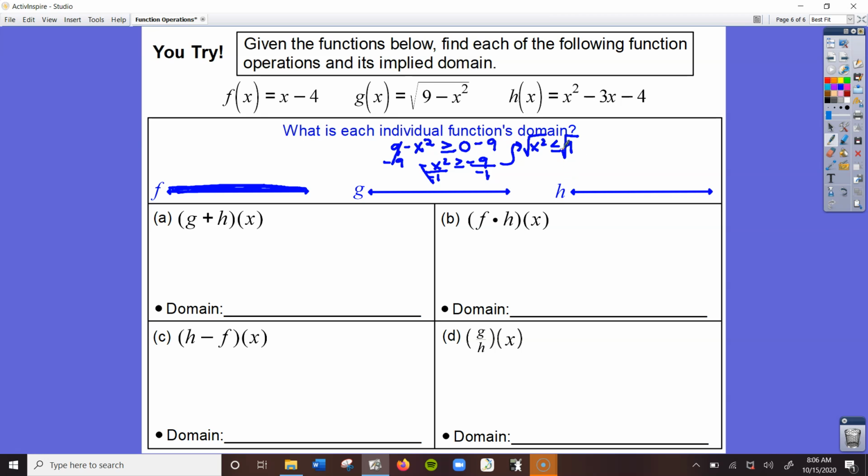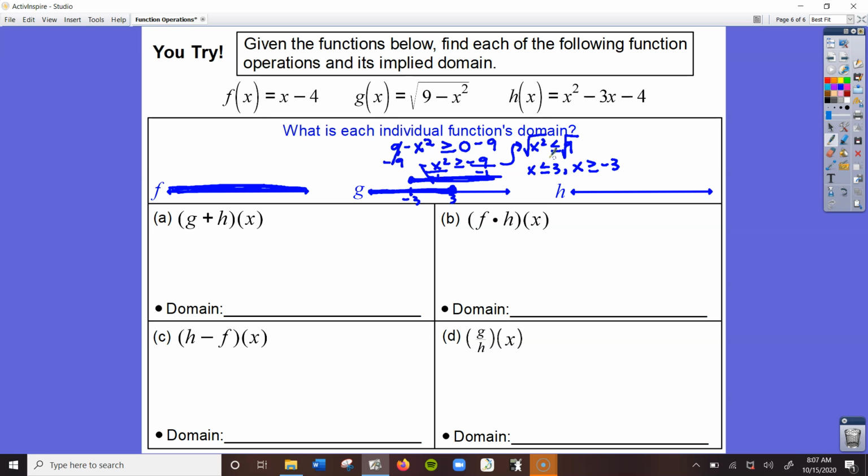Now when we square root, remember there's always the two answers. Your positive version keeps the inequality, so x is less than or equal to 3. And the negative version flips the inequality, so x has to be greater than or equal to negative 3. So now I'm going to put these two conditions on my number line. So I have negative 3 and 3. X has to be less than or equal to 3. So 3 is included and everything to the left. X has to be greater than or equal to negative 3. So negative 3 is included and everything to the right.